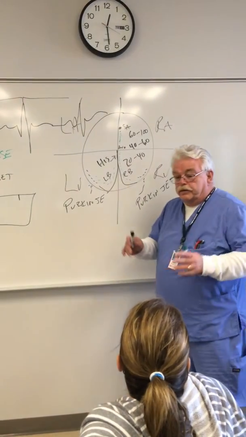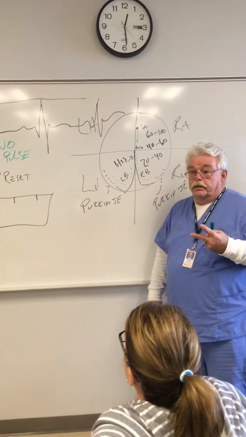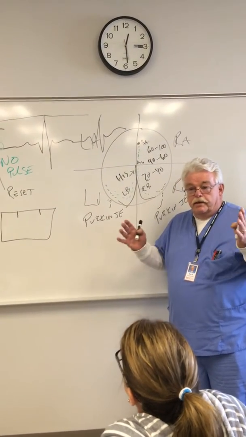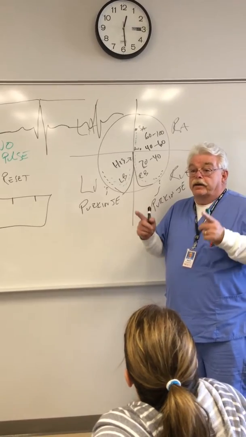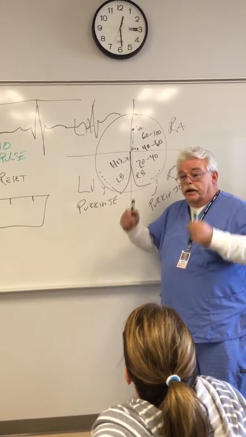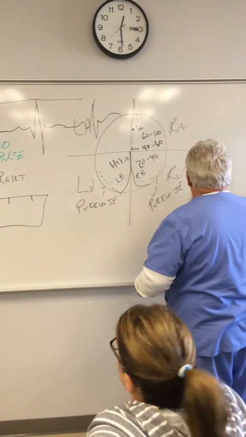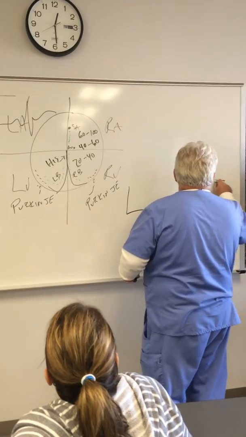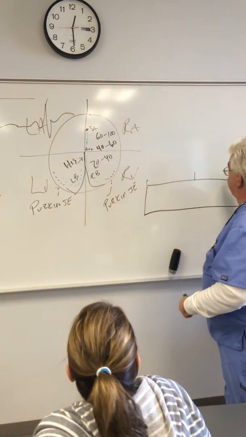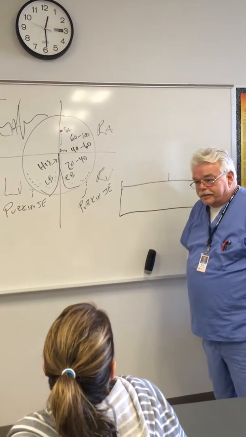All right, so the first question you ask is, is it regular? The second question you ask is, what's the rate? There's a whole bunch of ways to calculate rate. If you have a 6-second strip and it's regular, you count the number of QRSs and multiply by 10. How do you know if you have a 6-second strip? You get little marks above the tracing. It's 30 large boxes.